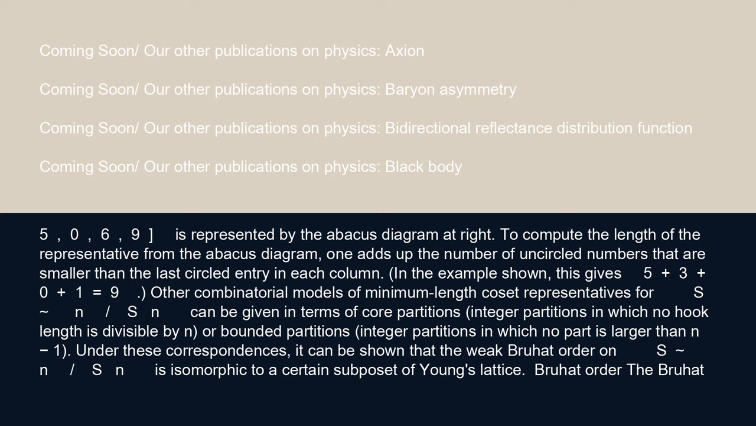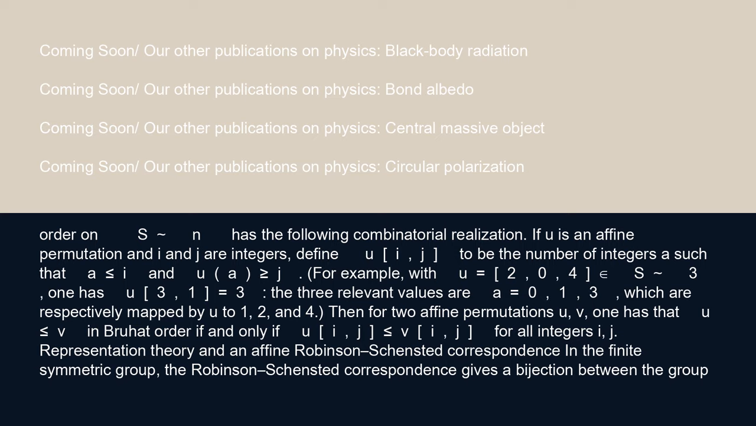In the example shown, this gives 5 plus 3 plus 0 plus 1 equals 9. Other combinatorial models of minimum length coset representatives for S̃n/Sn can be given in terms of core partitions, integer partitions in which no hook length is divisible by n, or bounded partitions, integer partitions in which no part is larger than n minus 1. Under these correspondences, it can be shown that the weak Bruhat order on S̃n/Sn is isomorphic to a certain subposet of Young's lattice. Bruhat order. The Bruhat order on S̃n has the following combinatorial realization.